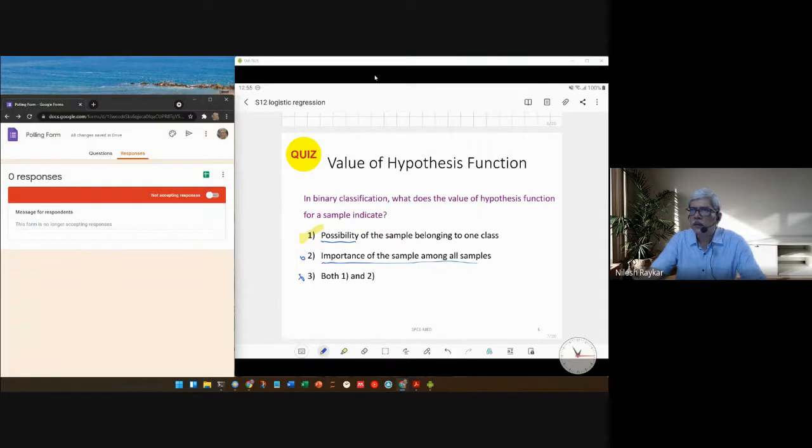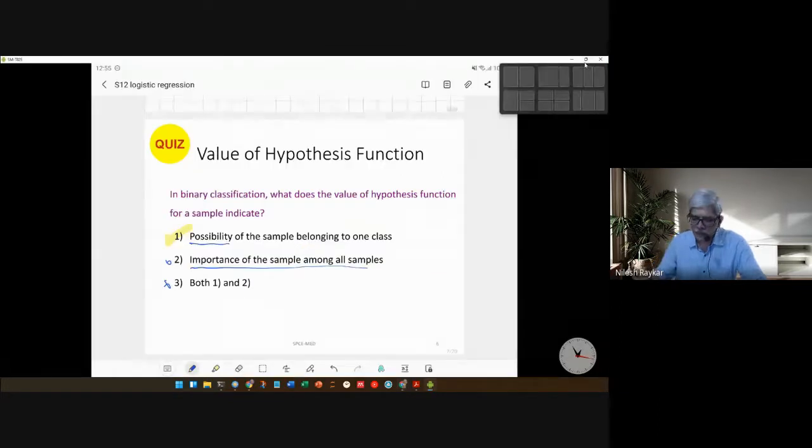Okay, so now let's proceed. Before we go into how we determine the model parameters, that is theta 0, theta 1, and so on, let's understand the meaning of the term which comes in place of z, that is e to the power minus theta transpose x. What does that theta transpose x physically mean?